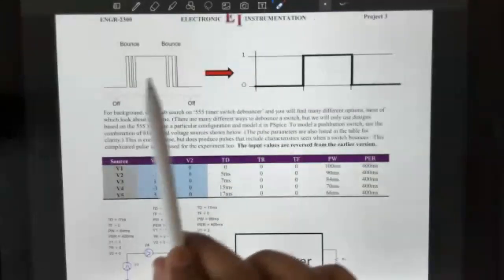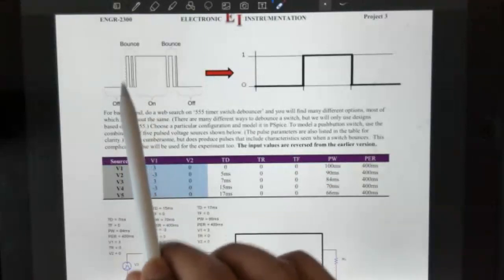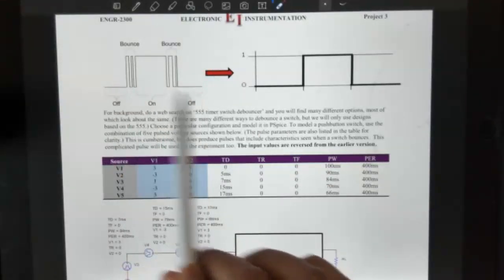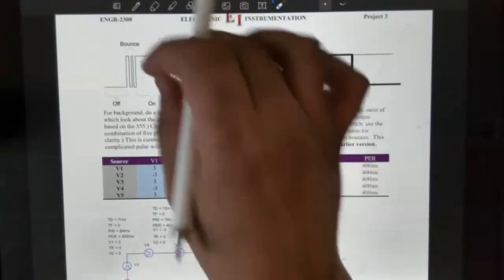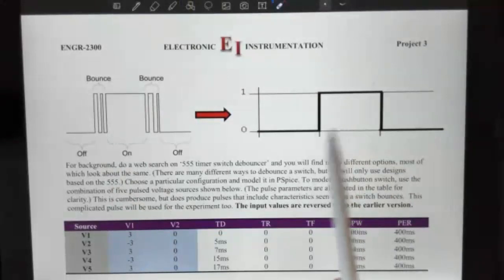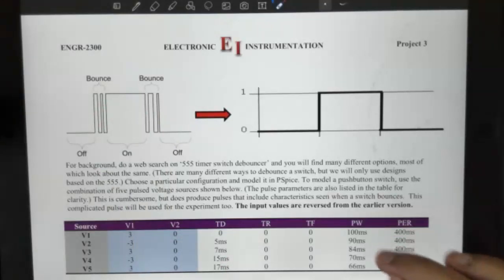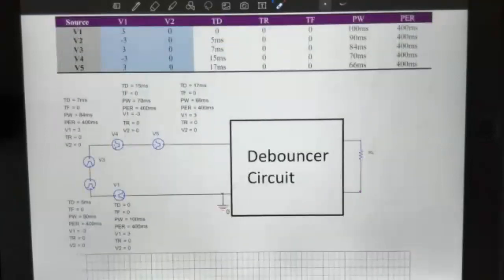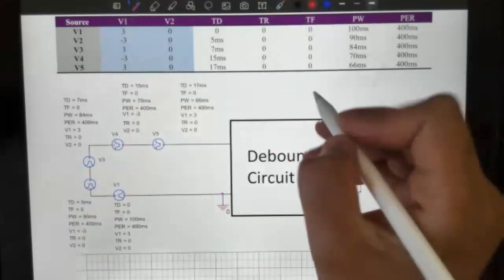So we talked about the fact that the switch goes from off to on state and back to off with a bounce in the middle. Our goal is to clean it up such that the output is a clean low to high, high to low. So we want to remove the bounce in the switch. To simulate this, the first goal is going to be to simulate this in PSpice. We are going to have to simulate a bouncy switch.